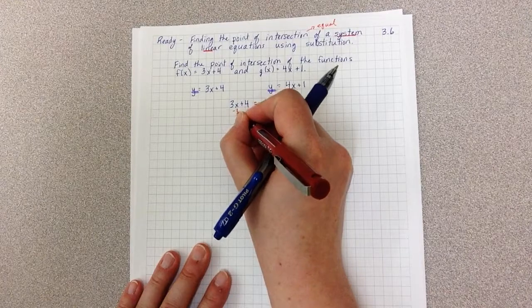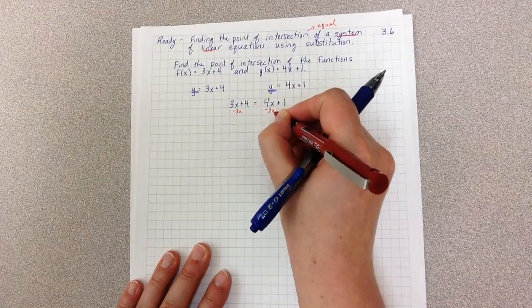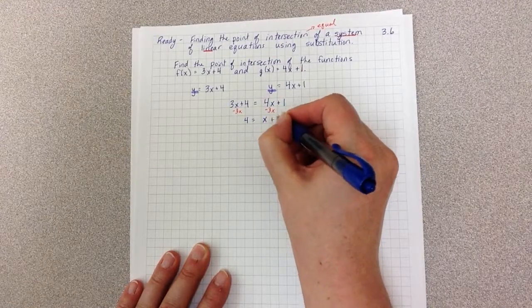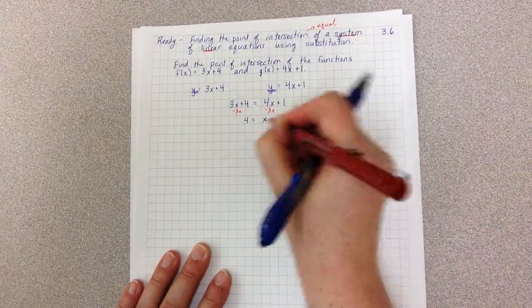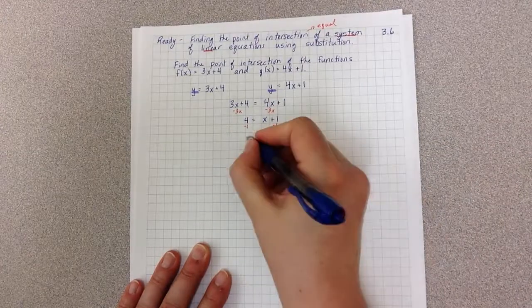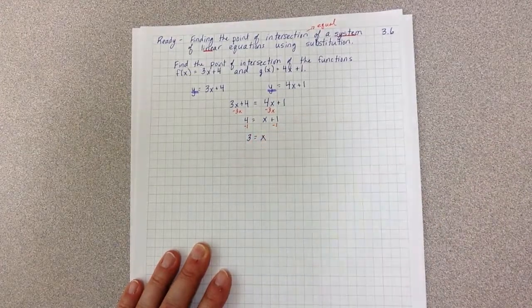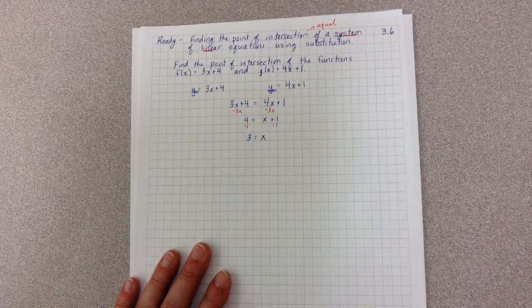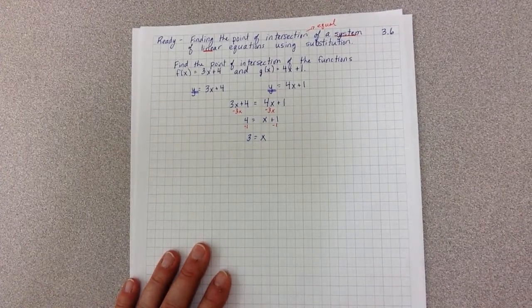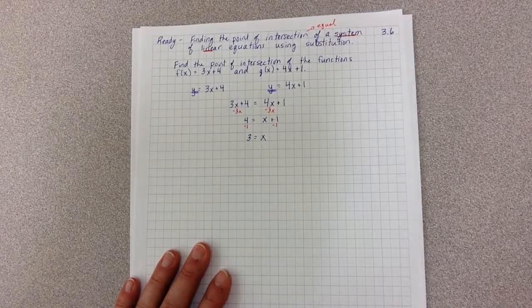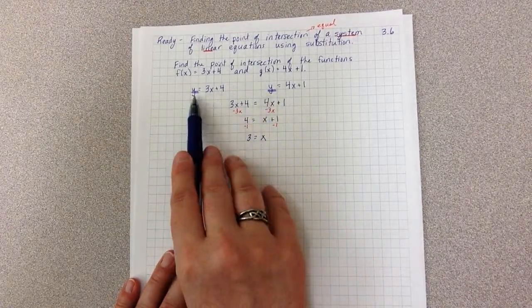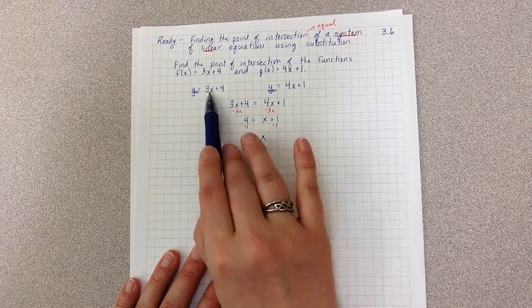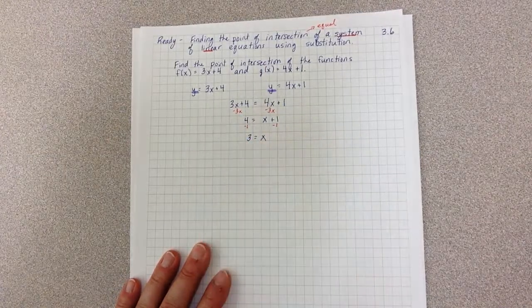So I'll subtract 3x on both sides, which gets me 4 equals x plus 1. Subtract 1 on both sides, and I get that x equals 3. So I've now found the x that works in both of these statements, and they both give me the same y. That's why we said the y's were equal. So if I plug in 3 to this equation and 3 into this equation, I'm going to get the same y value. That's the goal.